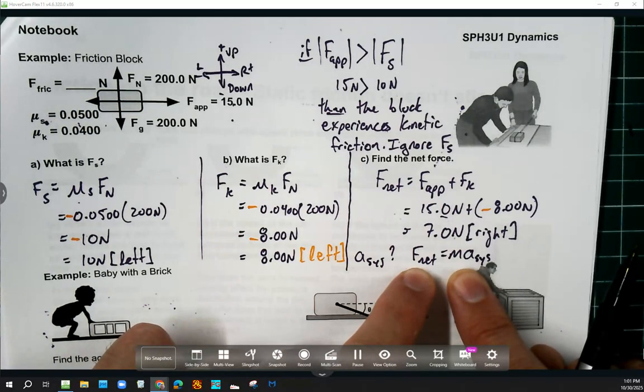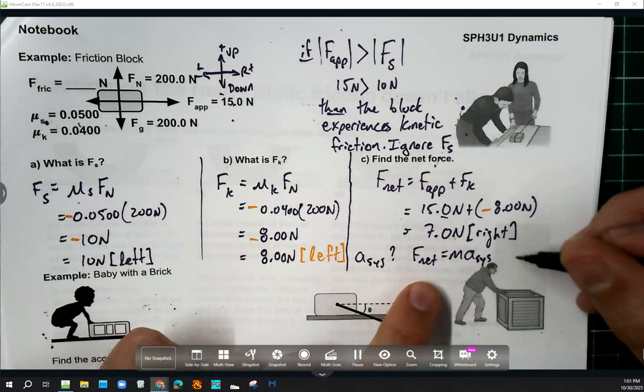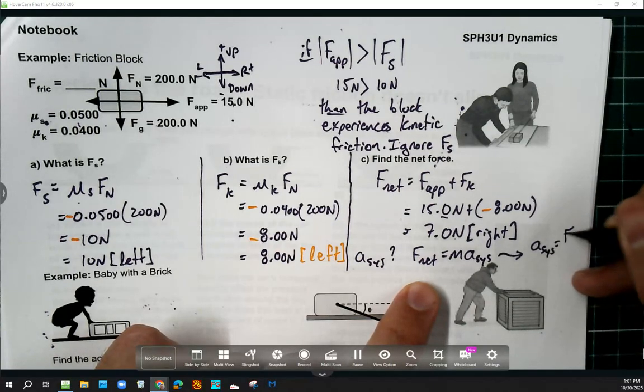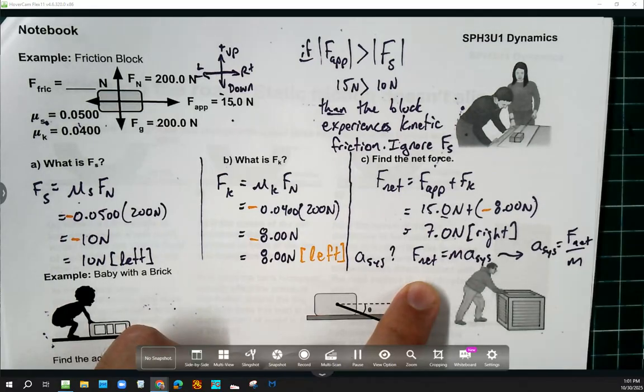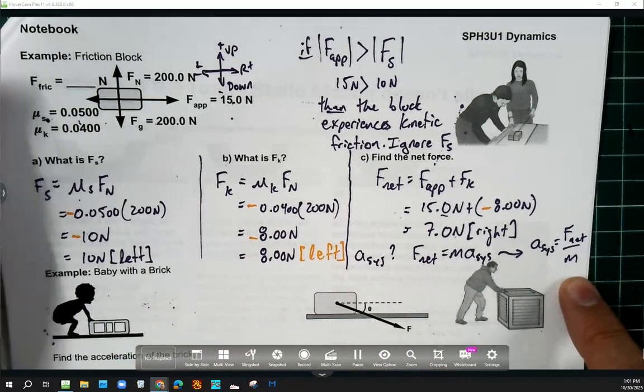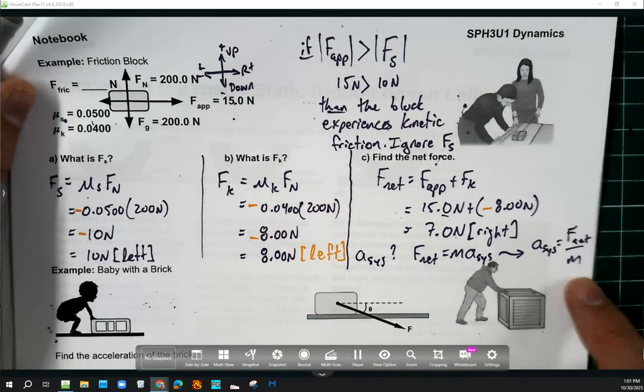Can you see that? I know that I could rearrange this thing. I could get acceleration of the system is equal to F net over mass. There's no doubt about that. But what's the mass? Well, we're not going to do part D, but I'm telling you this because it might show up in the homework.